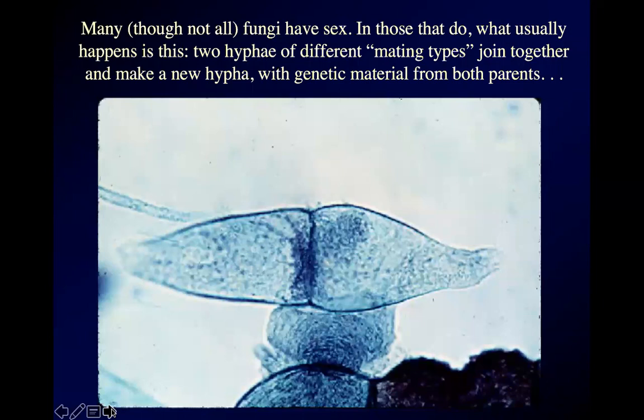Many fungi have sex, although not all of them do. Here's a couple of fungi having sex. You're looking at the tips of two hyphae that have joined together, and they're in the process of making a new hypha. The two hyphae are of different mating types. Fungi don't really have gender, and you can't tell the types apart by looking, but we might call them type plus and type minus, or sometimes type A and type alpha. So you're looking at the ends of these two hyphae that are joining together.